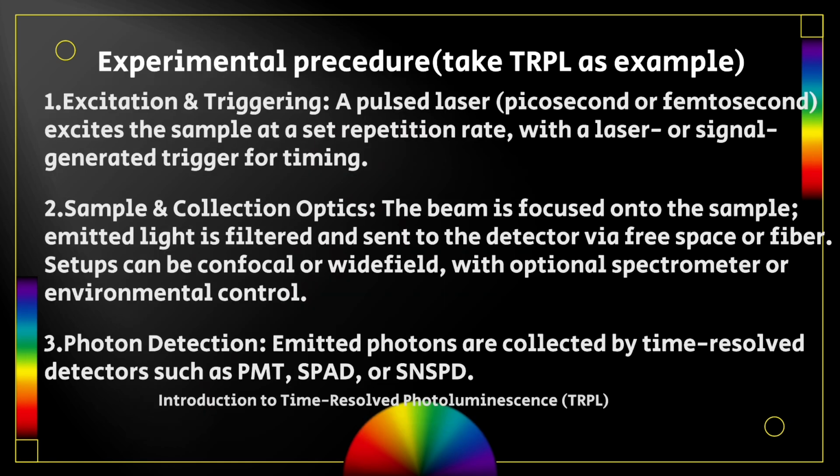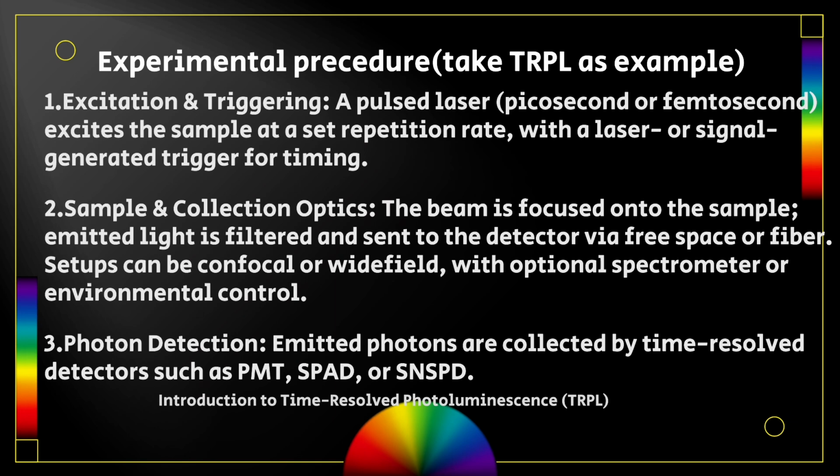Now I'll talk about the experimental procedure. Since there are so many PL experiments, I take TRPL as an example. The first step is excitation and triggering: a pulsed picosecond or femtosecond laser excites the sample at a set repetition rate, with a laser or signal generator trigger for timing.